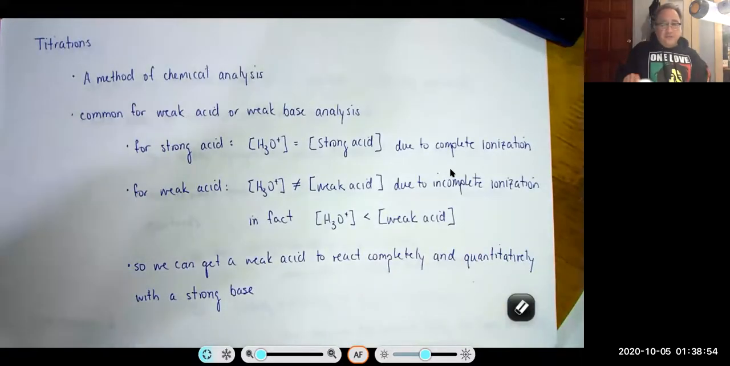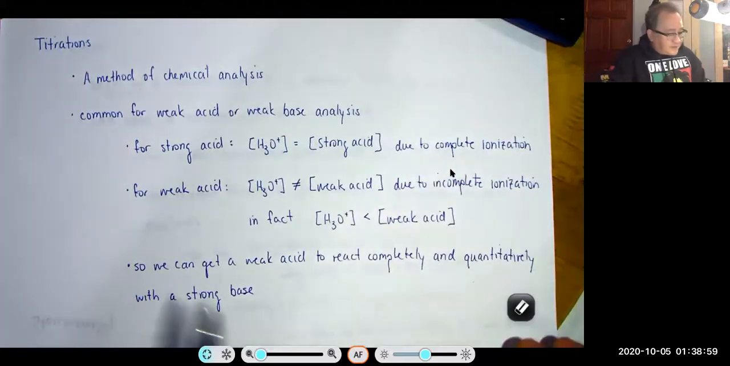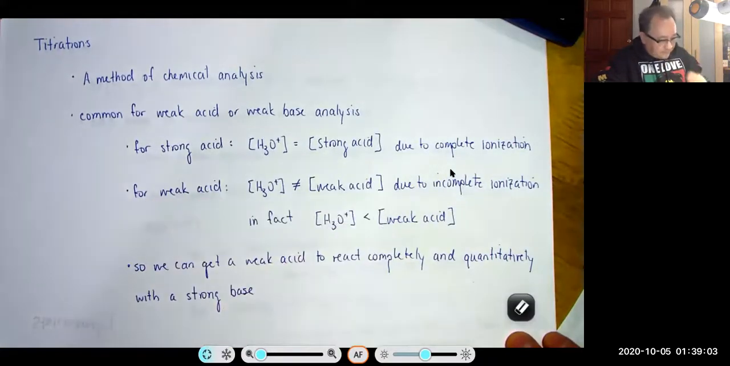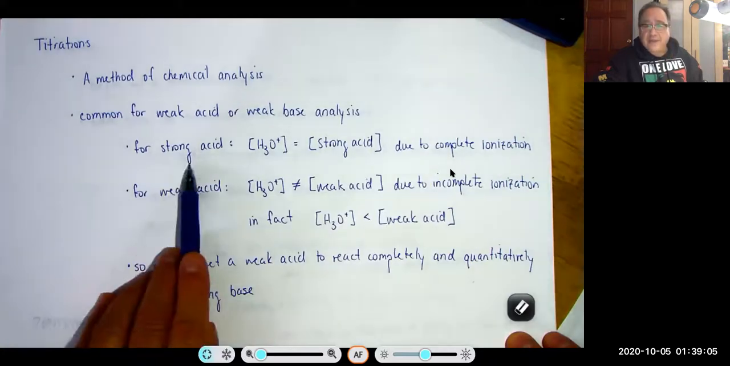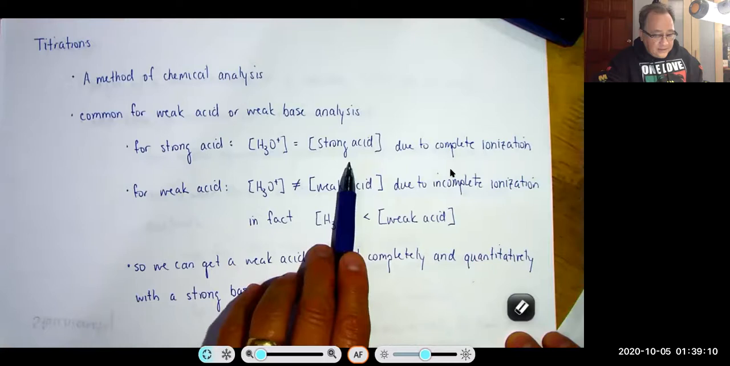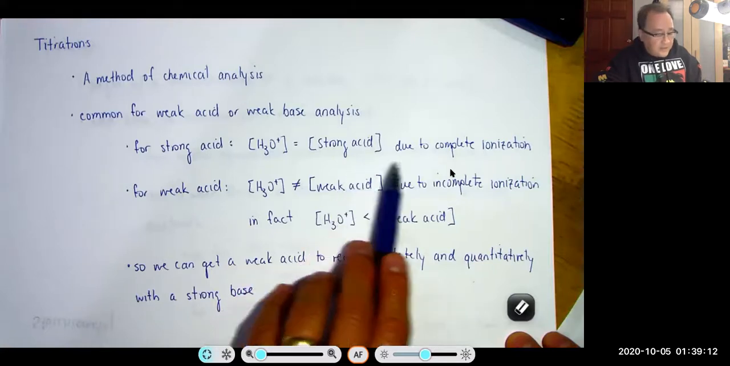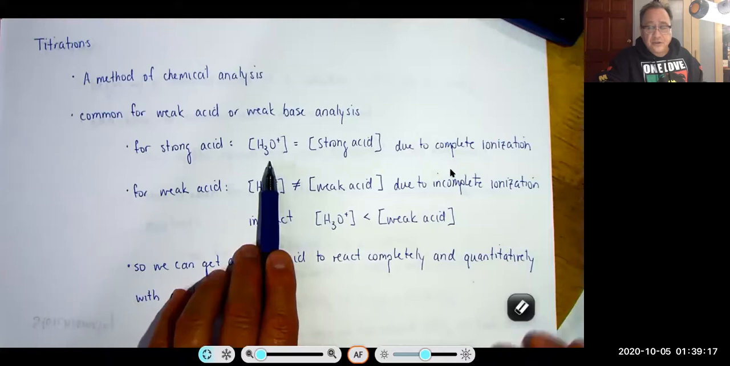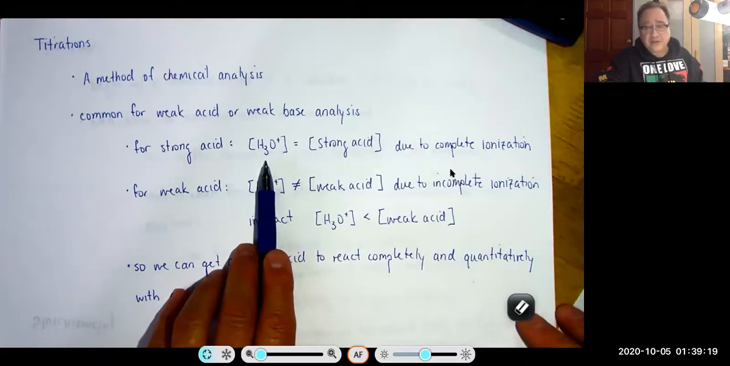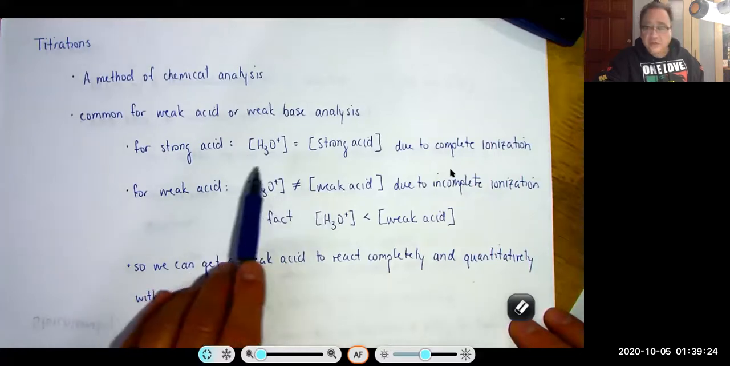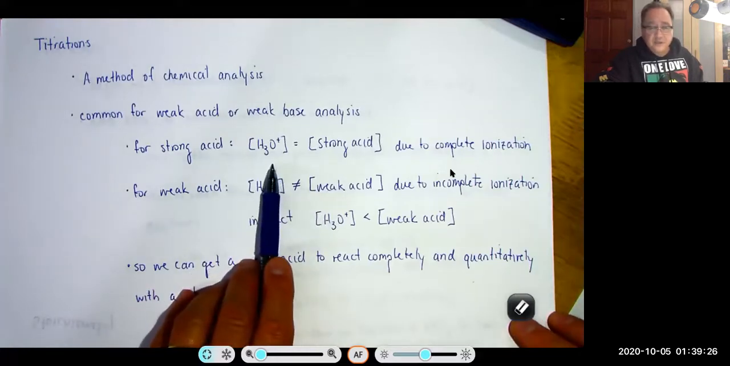Okay, so titrations. It's a method of chemical analysis. And this method is common for weak acid or weak base analysis. If we take a look at a strong acid, the hydronium ion concentration is equal to the strong acid concentration because of complete ionization. So therefore, if you measure the pH of a solution, you can use that to calculate the hydronium ion concentration, and there you go. Or conversely, you could use the hydronium ion concentration to predict the pH.